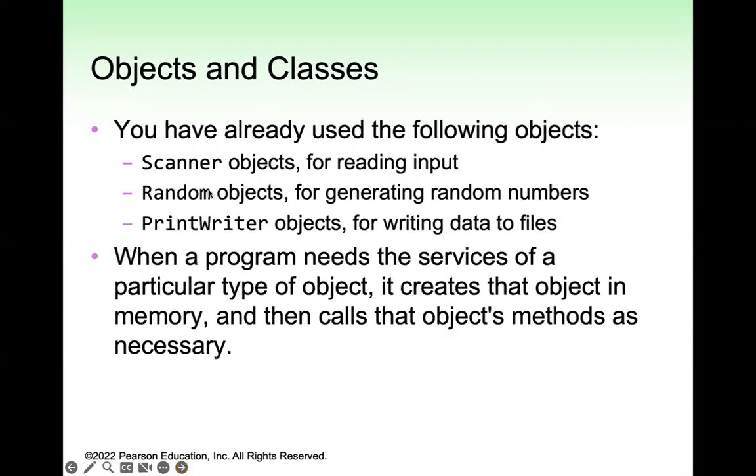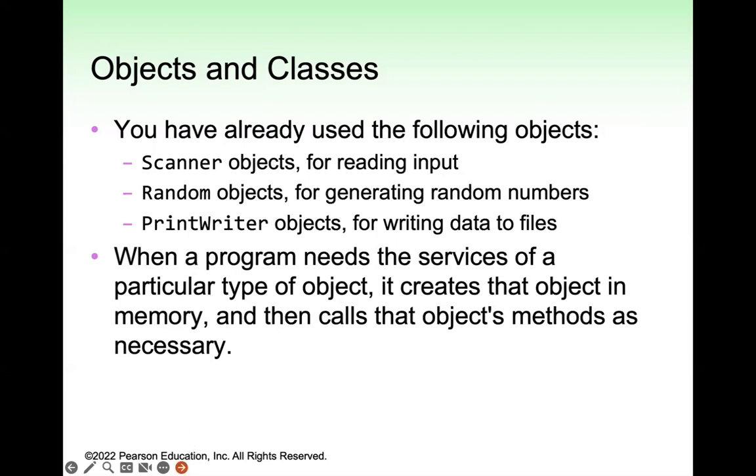Now, we already covered all of these. We covered the scanner, we covered the random objects. If you have read the PowerPoints, you probably are familiar with the print writer objects. So scanner objects, a recap, we're going to read some input. If you want to read some input from the keyboard, you're going to create a scanner object. I showed you how to do that in a previous lecture. Now, the random object is the same as in Python when you want to create a random number generator. So random objects will just create random numbers for you. And the print writer object we use when we want to write some data to a file.